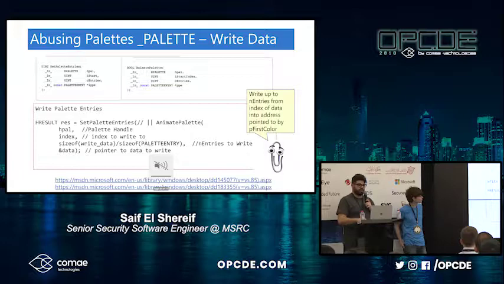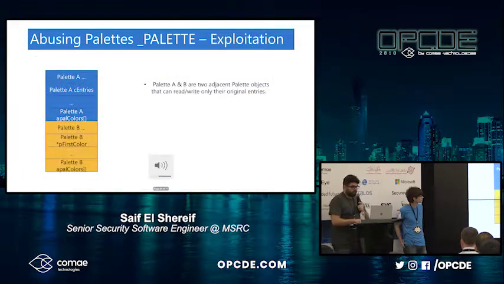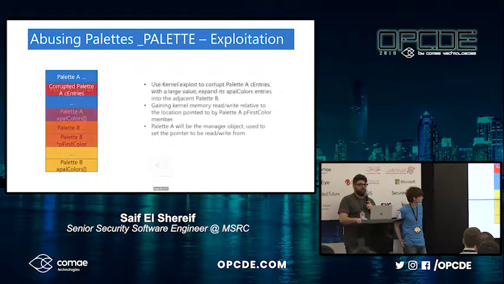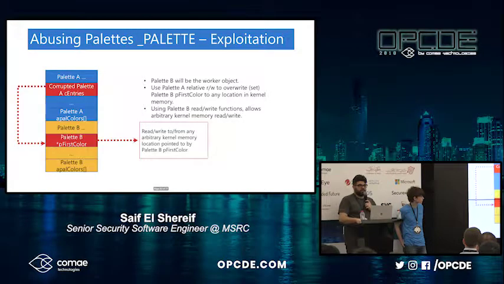Again, the way that we can abuse it: if we allocate two adjacent or near to each other palette objects in memory, and we corrupt the cEntries member of the first one, we'll gain relative read and write that will allow us to read and write into the adjacent palette. We can then just use the first palette as a manager and overwrite the pFirstColor pointer and gain arbitrary read and write into kernel memory, and thus be able to move forward with the exploitation.